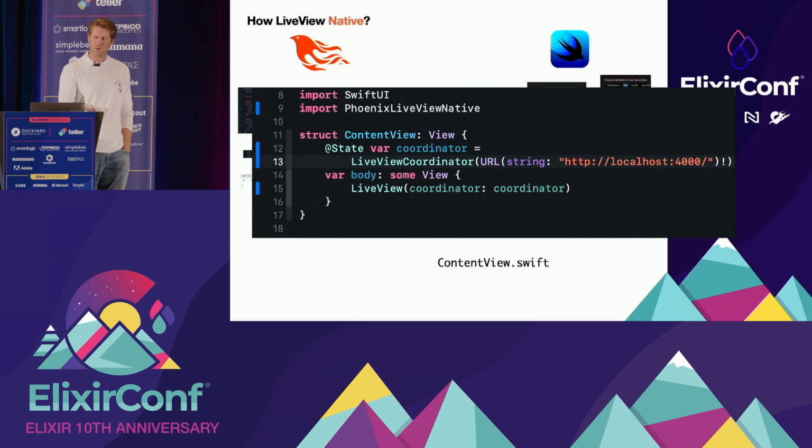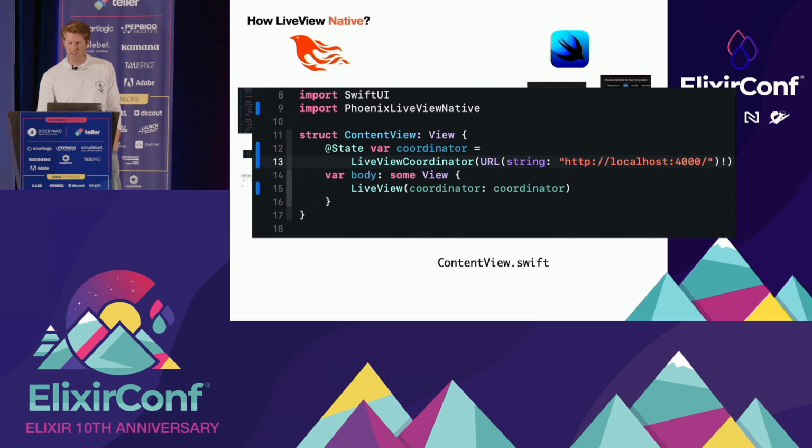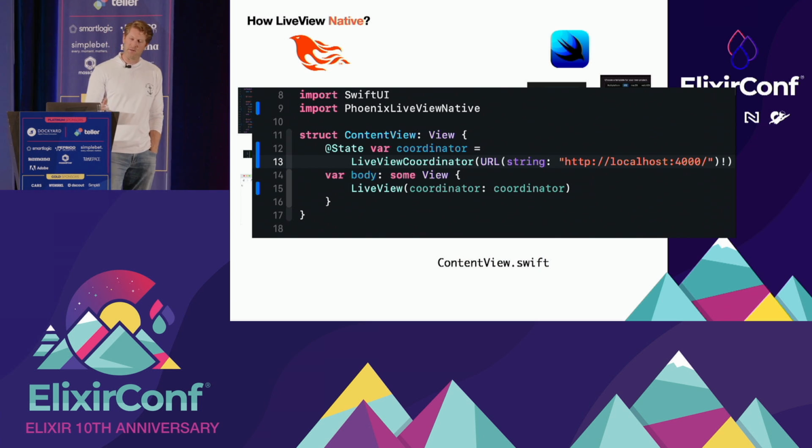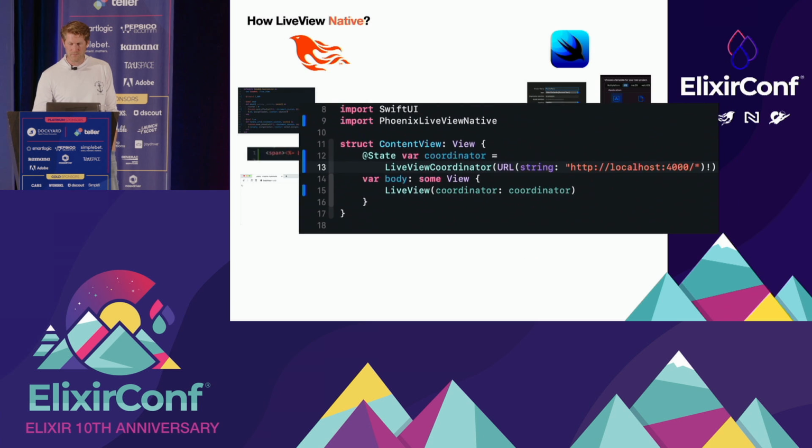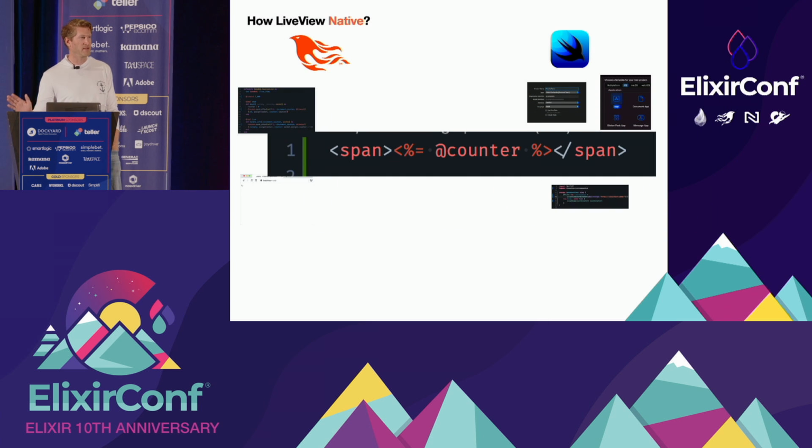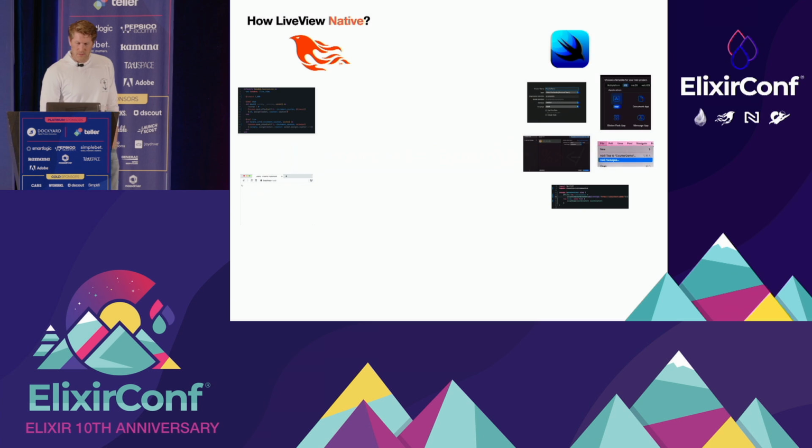We create our LiveView coordinator. We point it at the endpoint of our LiveView application. In this case, I made the endpoint the root. And then inside the body, our view component, we put in the LiveView component. And then that's it. So back on the Phoenix side, we're going to change these span elements over to text ones.